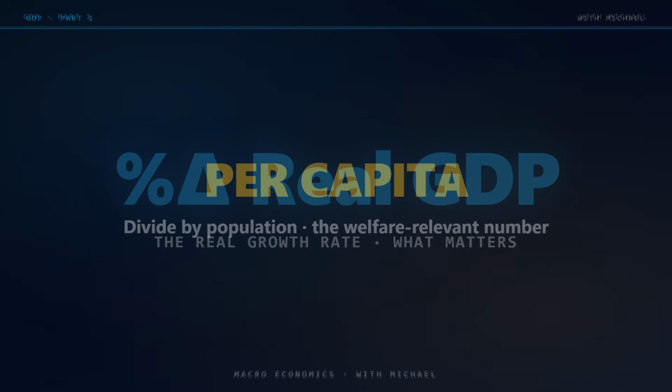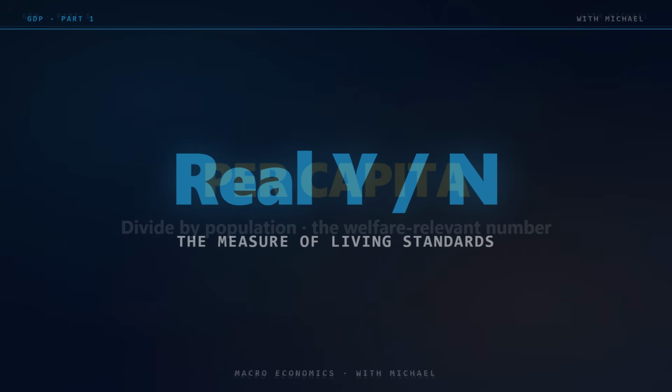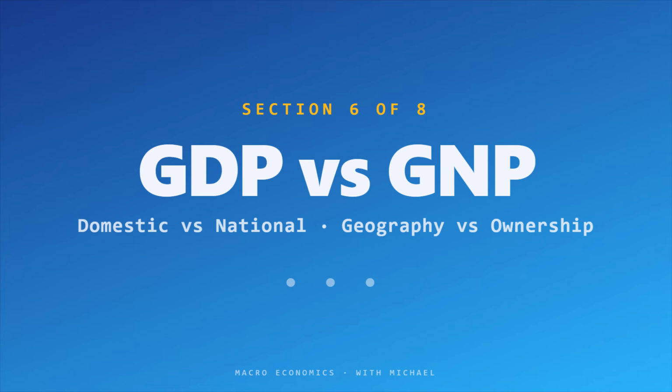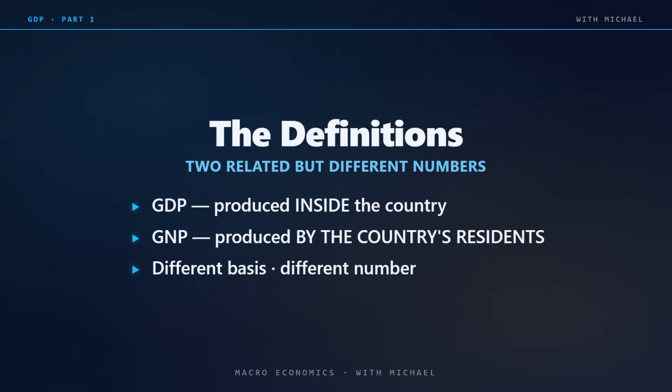Section 6. GDP versus GNP. So far we have used GDP, gross domestic product. There is a closely related concept, GNP, gross national product. The difference between them is subtle but important. GDP measures all production that takes place inside the geographic borders of the country, regardless of who owns the factors of production. GNP measures all production by the country's residents, regardless of where it takes place.